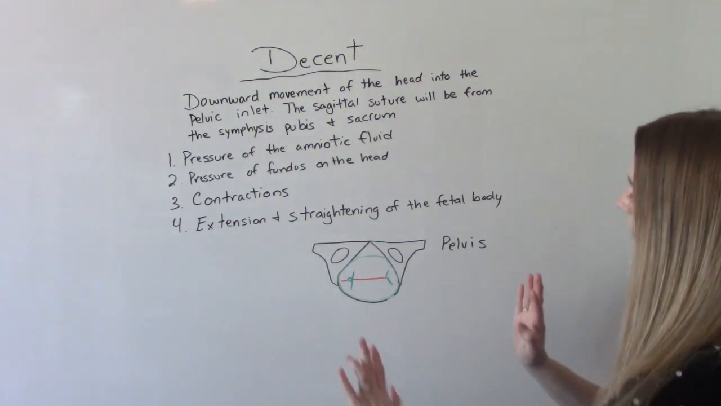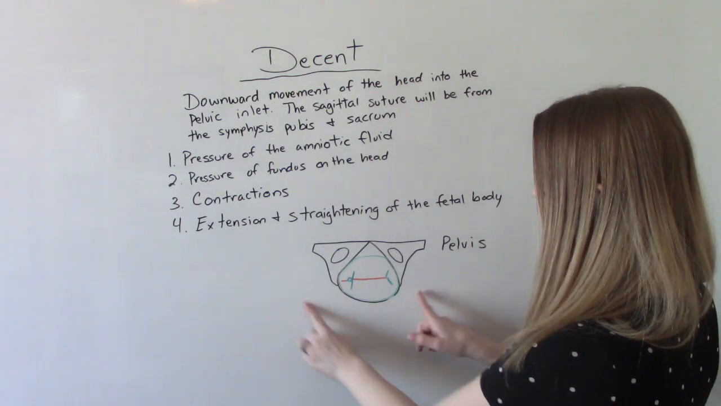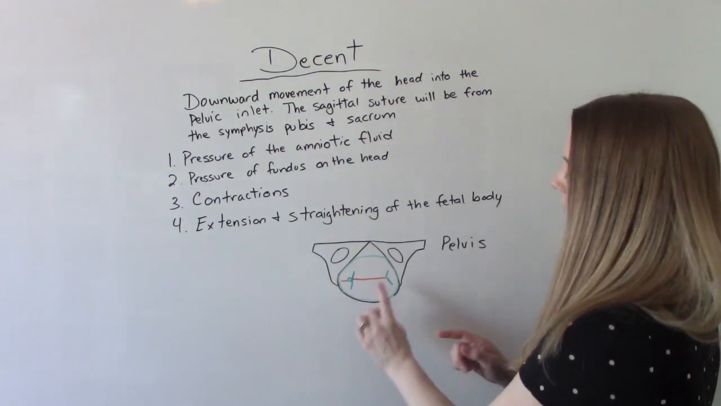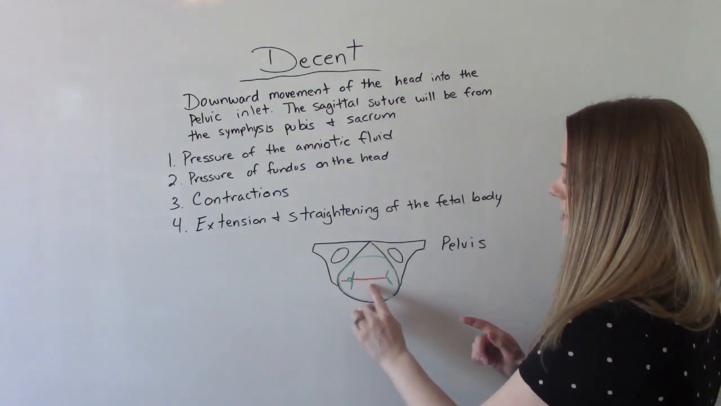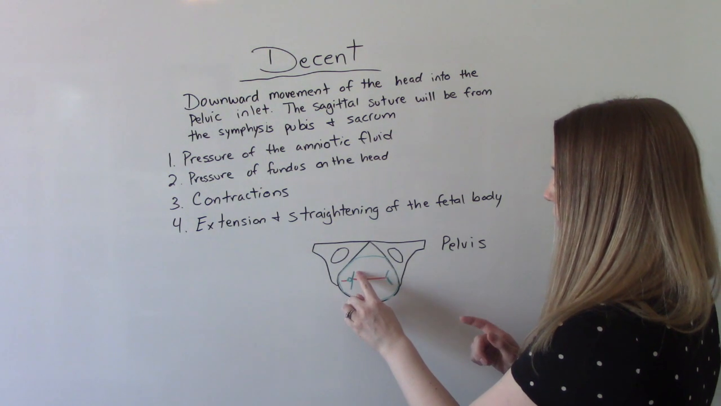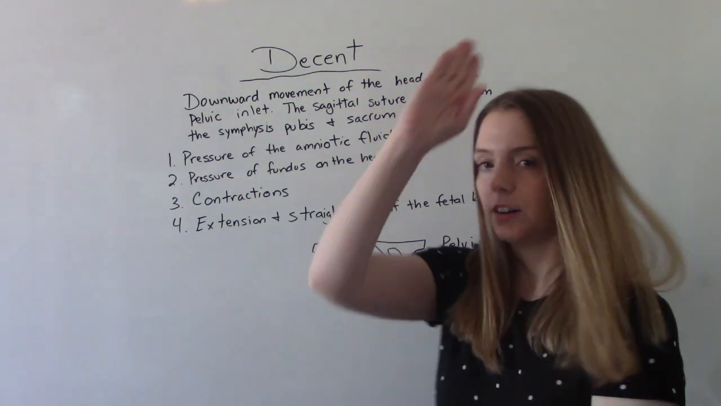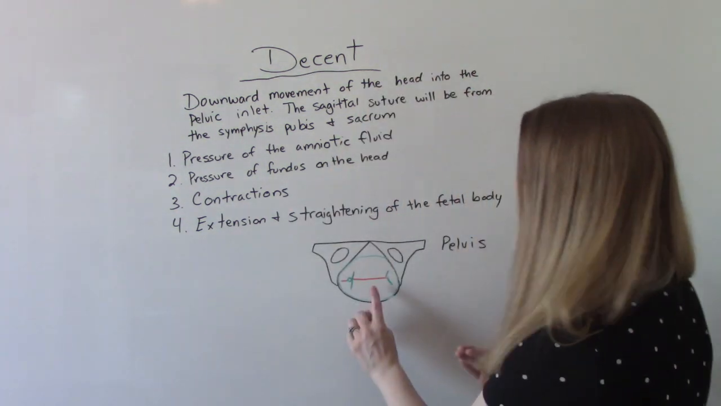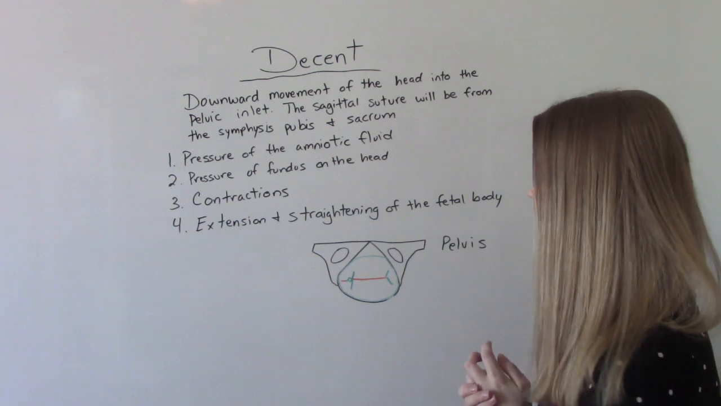Excuse my drawing here, I'm not an art teacher, but we have our pelvis here. This is mom's pelvis, and this is baby's head. This orange line here is going to be the sagittal suture, and this would be our coronal suture and fontanelles and all of that. But our sagittal suture, this one, is going to be like this. It's going to be from mom's symphysis pubis to her sacrum.